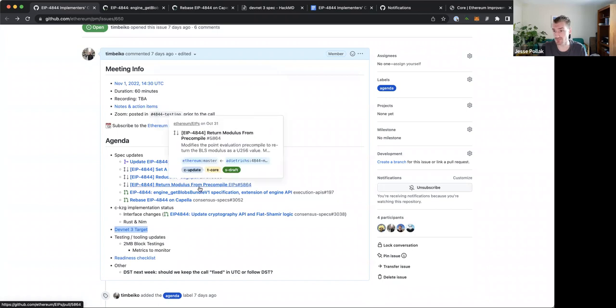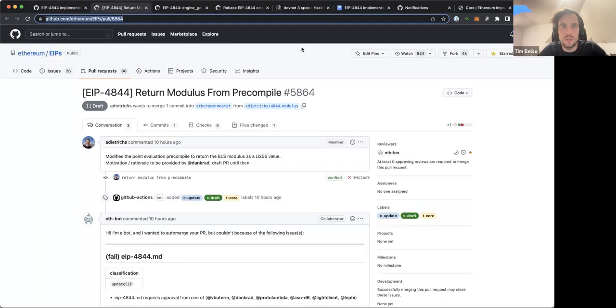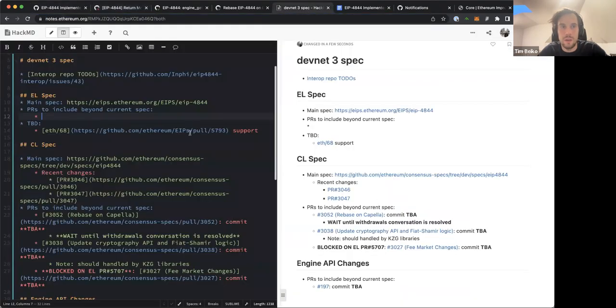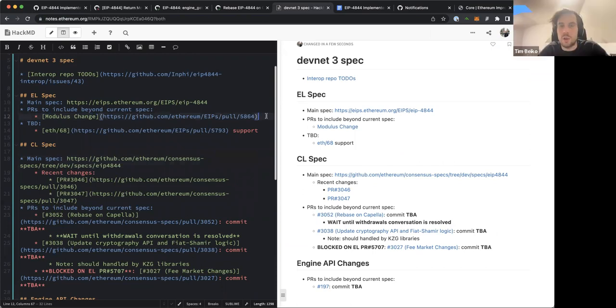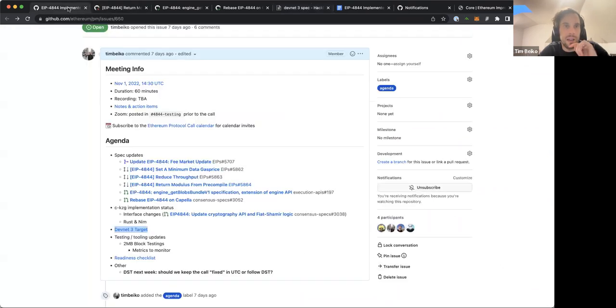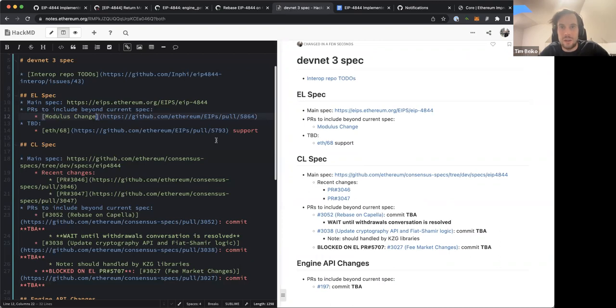What about the modulus change? Is that something we want to try and have in DevNet 3? I think that was minor enough that we can do it either way. I don't feel strongly. It'd be preferable if we could get it in. Okay, so let's try to get it in then, especially if we're waiting. If we think we can resolve the modulus in the next week or so, and we're waiting on withdrawals on the CL side as well, I would rather we get it in. And I think the gas price and the number of blobs we can just leave as is. I don't think we need to change the constants there. Is that reasonable for everyone?